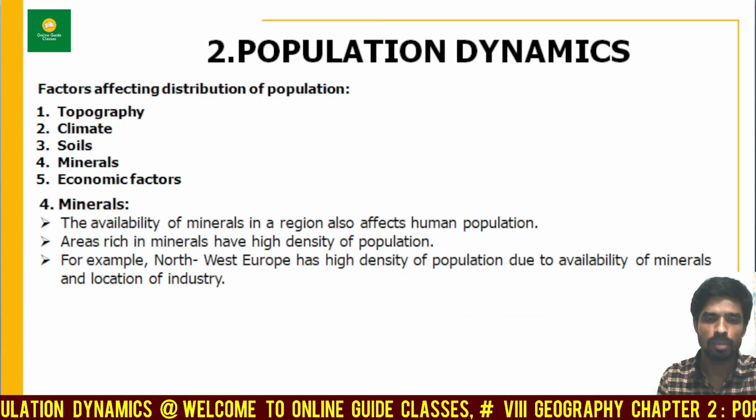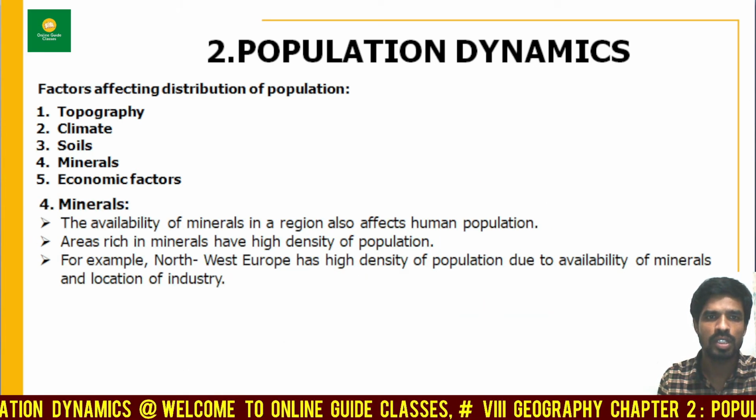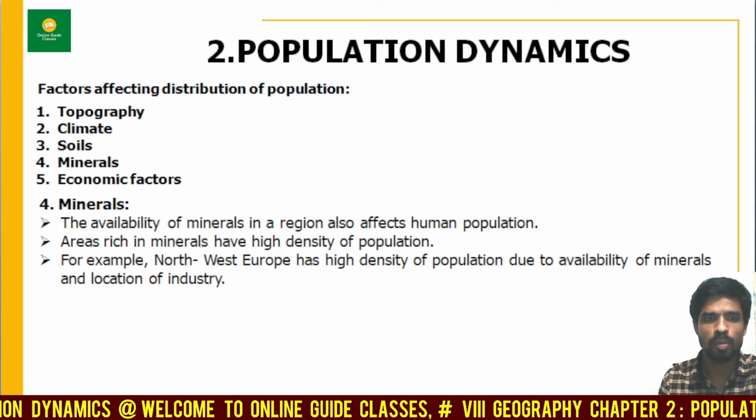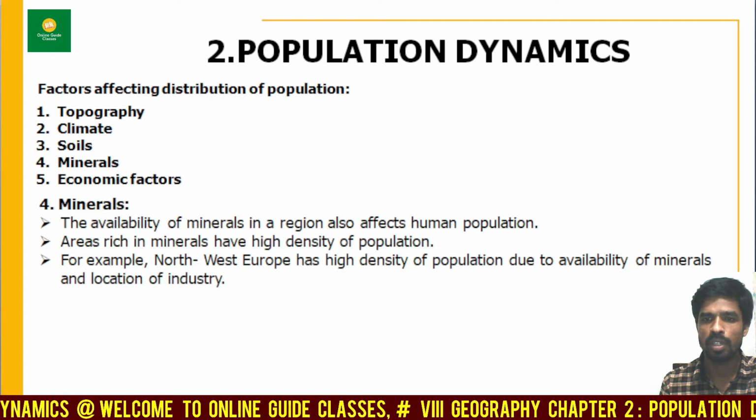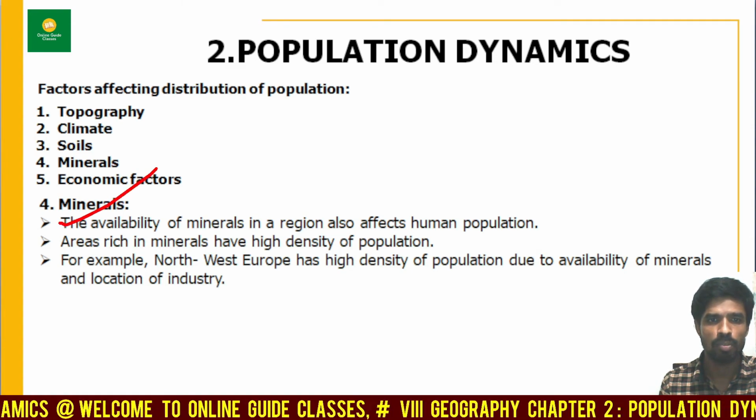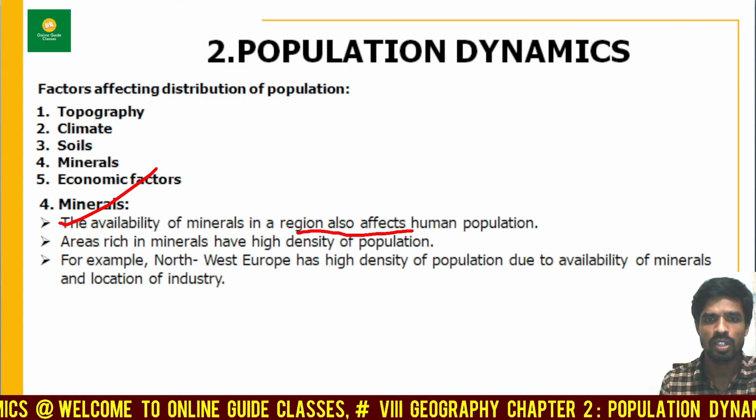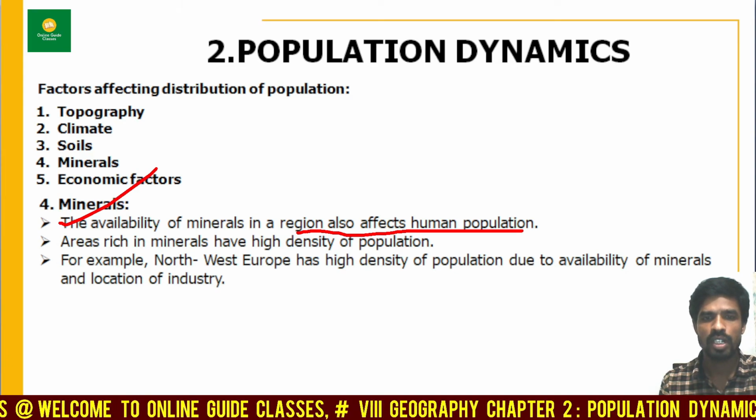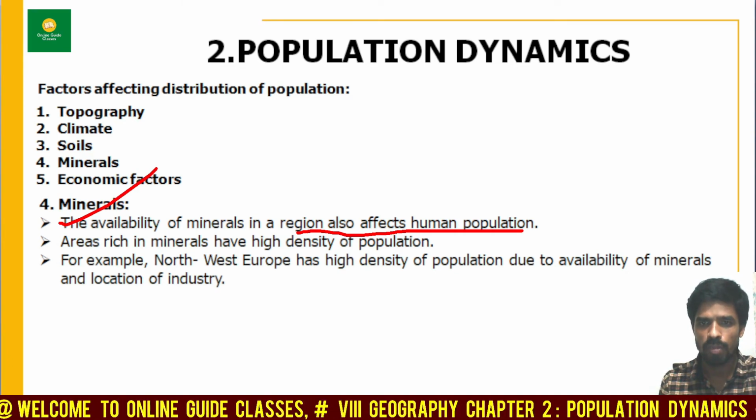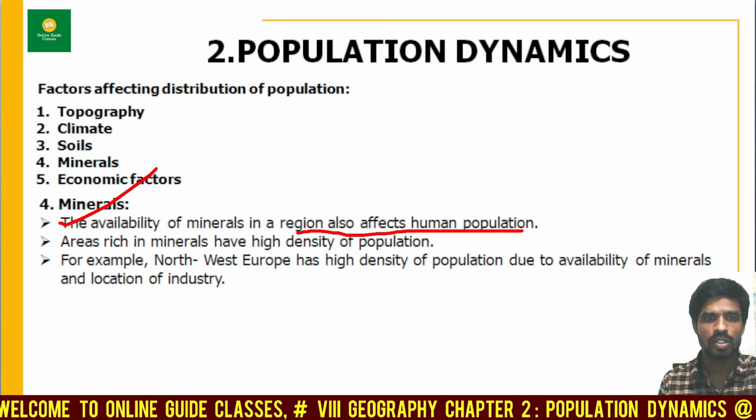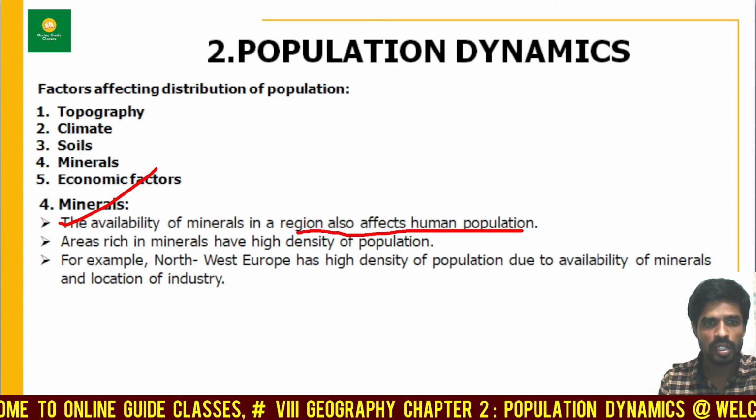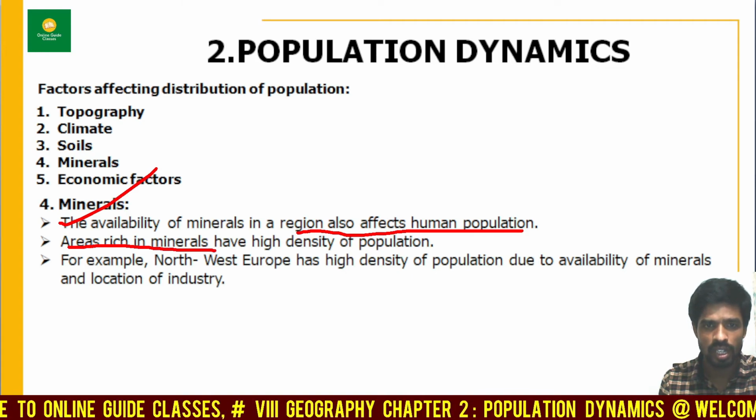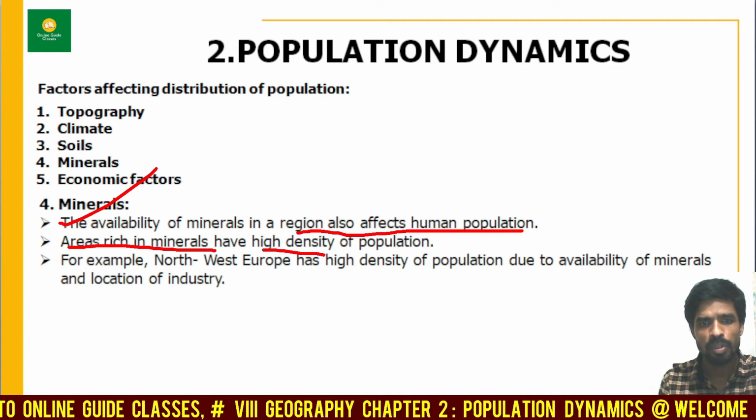The next one is minerals. Now, how do minerals affect the distribution of population? The availability of minerals in a region also affects the human population. Please remember this. There are so many minerals available according to the area. So areas rich in minerals have a high density of population. Wherever minerals are available in high amounts, the density of population will be very high.